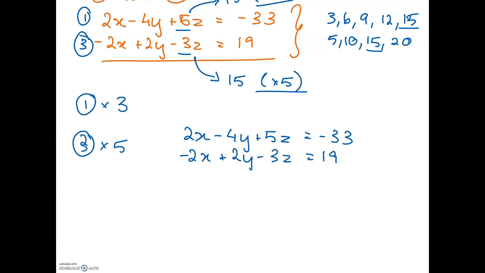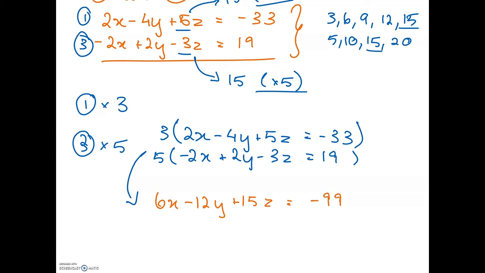So we're going to multiply the first equation by 3 and the second one by 5. And let's write that again down here. So it will be 6x minus 12y plus 15z, which is equal to negative 99. And then negative 10x plus 10y minus 15z, which is equal to 19 times 5, which is 95.